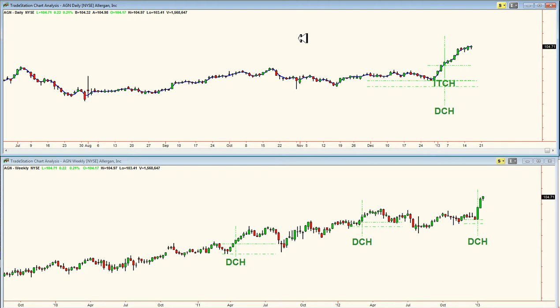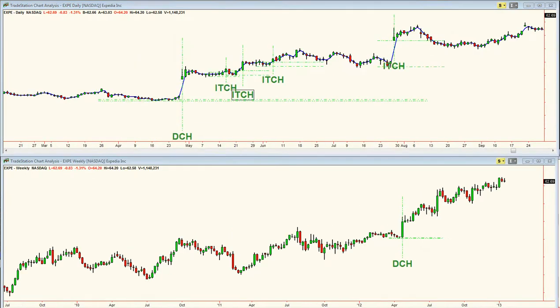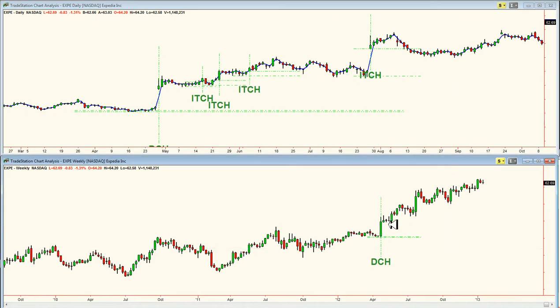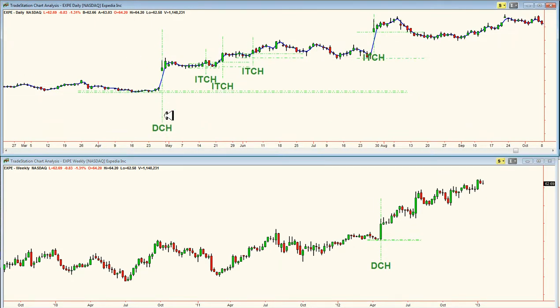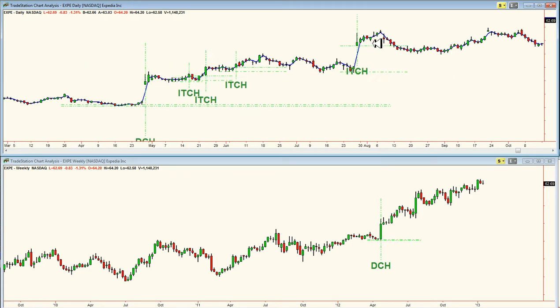How about EXPE? Now notice with EXPE that we had a DCH, again a trend, continuation of trend signal on the weekly chart. This was in April of 2012. You can see the DCH here on the daily chart, and then multiple itches that fired over several weeks and months, indicating an agreement on the daily chart with the weekly chart.